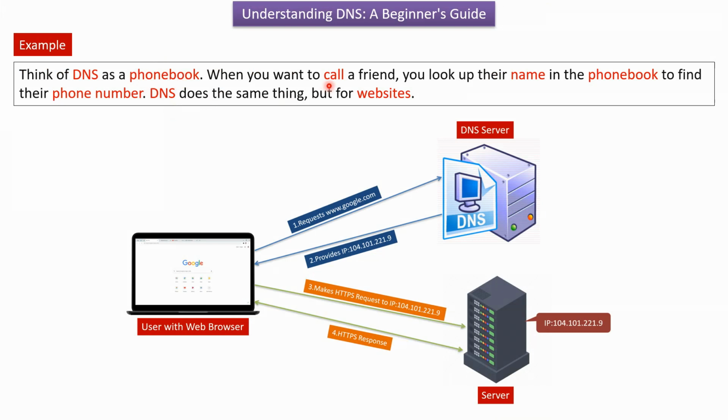When you want to call your friend, you look up their name in the phone book to find their phone number. DNS does the same thing but for websites.